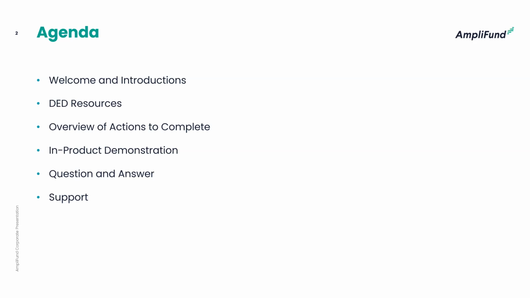Then I'm going to go through a little bit of an overview that talks about what the different actions are that you can complete within Amplifund and lay out all the different items we're going to be discussing today. And that's going to be followed by probably where we're going to be spending the majority of our time, which is actually in Amplifund, going through a real life example of how to execute these tasks and carry out all the different actions in the system. So that's where we're going to be spending the majority of our time.